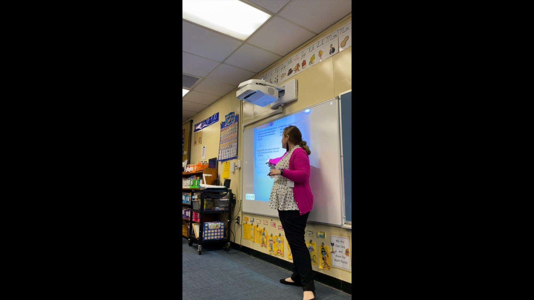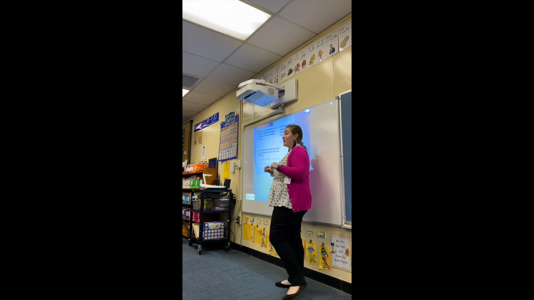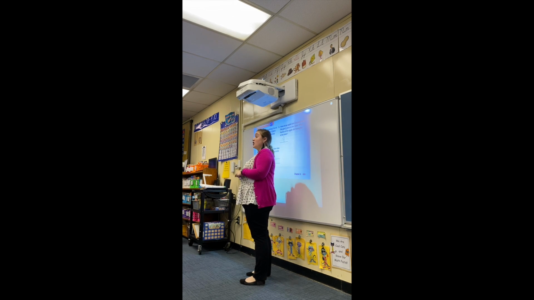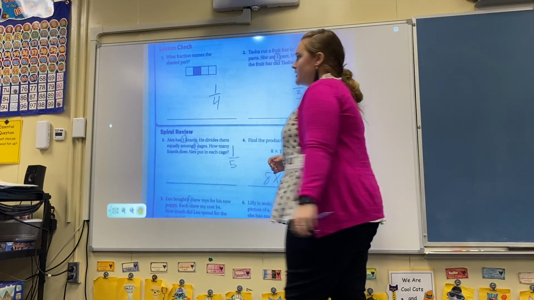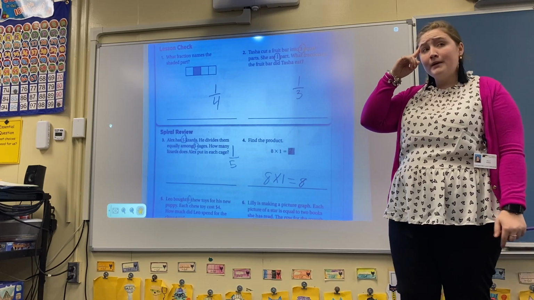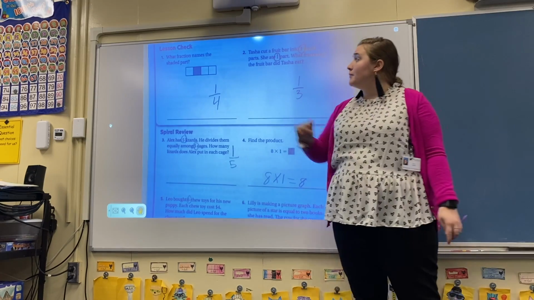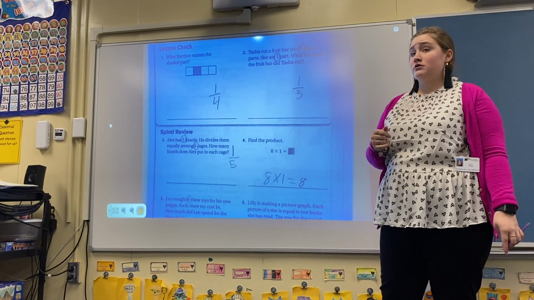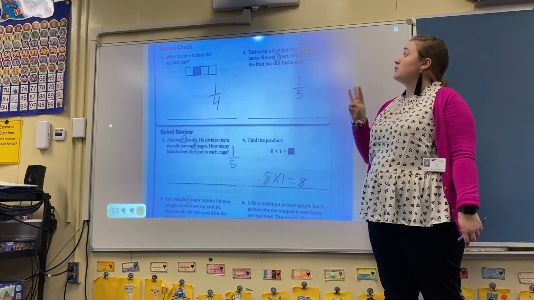Draw a picture to show what 1 out of 3 equal parts looks like. Okay, Isabella, I like how you did this, but what could we add to this to show 1/3? Shade in one of them. That's what I would have done. Yep, 1/3. Good job. It says what fraction names the shaded part. How many equal parts are there? 4. Gage, what fraction names the shaded part? 1/4. Good job.